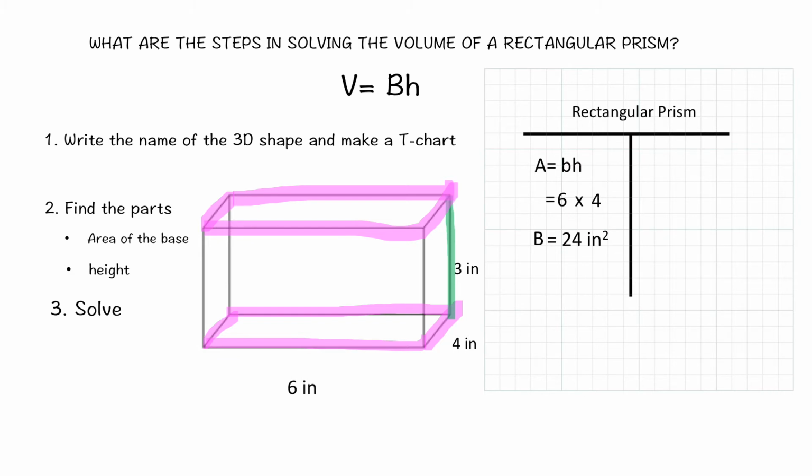And now, let's solve for the rest of the problem. Again, the formula that we're going to use here is volume is equal to B times the height. So let's carry over the number obtained from our B, which is 24 inches squared, and plug it in the formula. So we have 24 inches squared times the height of 3 inches. So 24 inches squared times 3 is equal to 72 inches cubed. That 72 inches cubed is the volume of this rectangular prism here.